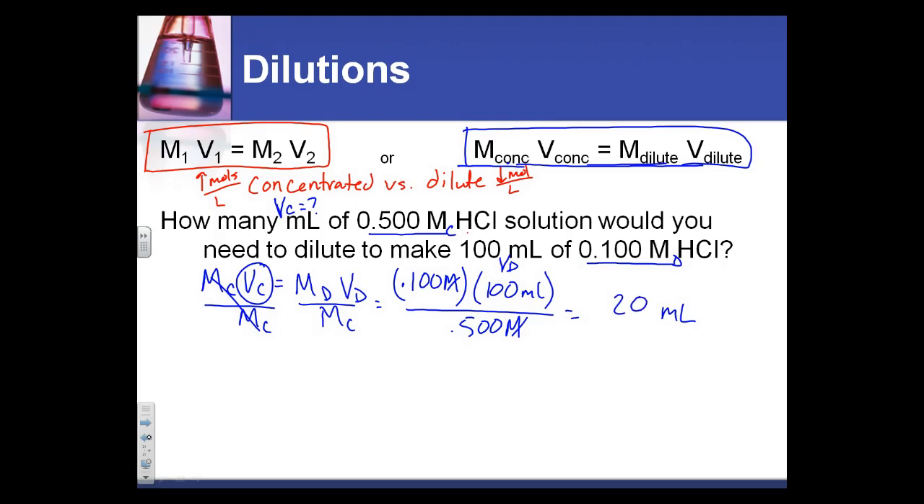So I would measure out 20 milliliters of my concentrated hydrochloric acid solution. I would have some water in a beaker because we always want to add acid to water, never add water to acid. We talked about that with the safety rules. So we would take our 20 milliliters of our concentrated solution, add it to some water, and then bring up the final volume to 100 milliliters, and then we would have exactly 0.100 molar solution.